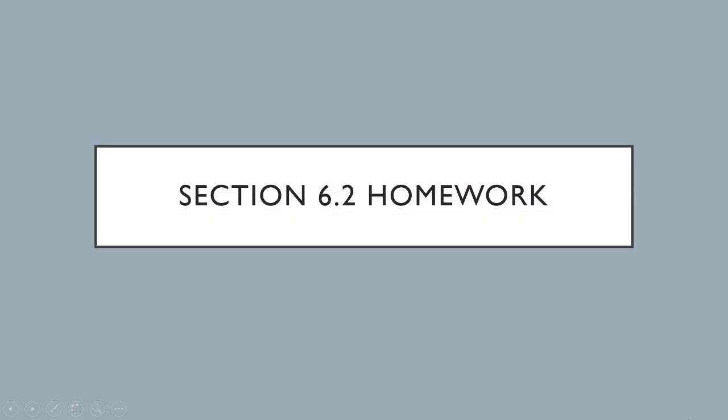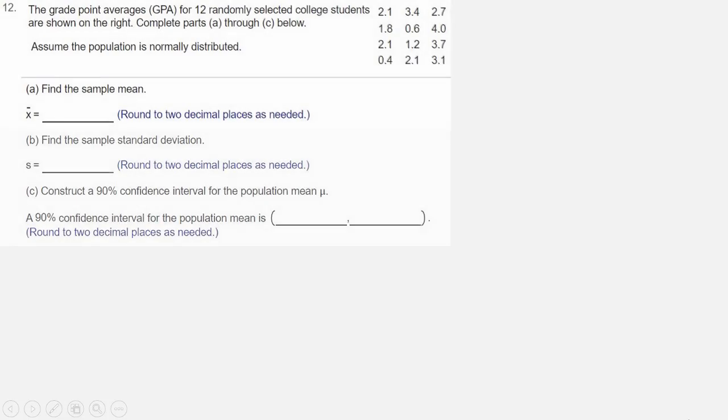We're looking at homework from section 6.2. This is question number 12. The grade point averages, GPA, for 12 randomly selected college students are shown on the right. Complete parts A through C below. Assume the population is normally distributed.